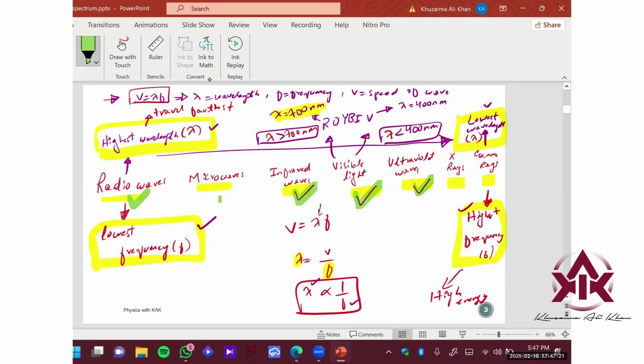Then now we're going to start microwaves here, right? So this is how we are learning over here. As you can see, it is very close to the radio waves. It has a wavelength which is greater than infrared, visible light, ultraviolet, X-ray, and gamma, but it is lesser than the radio waves over here, right?